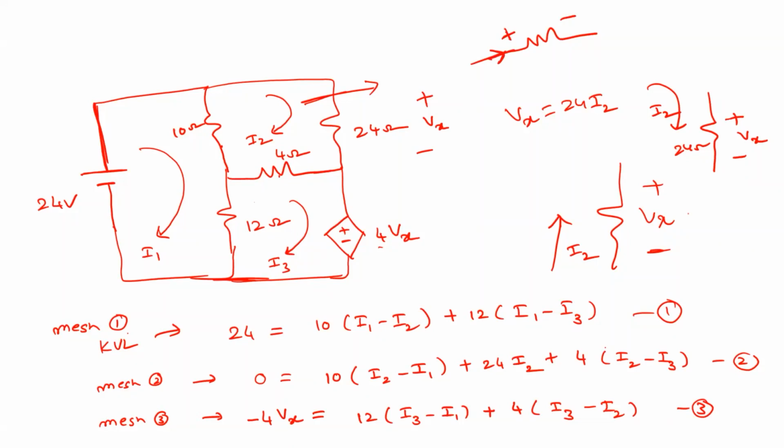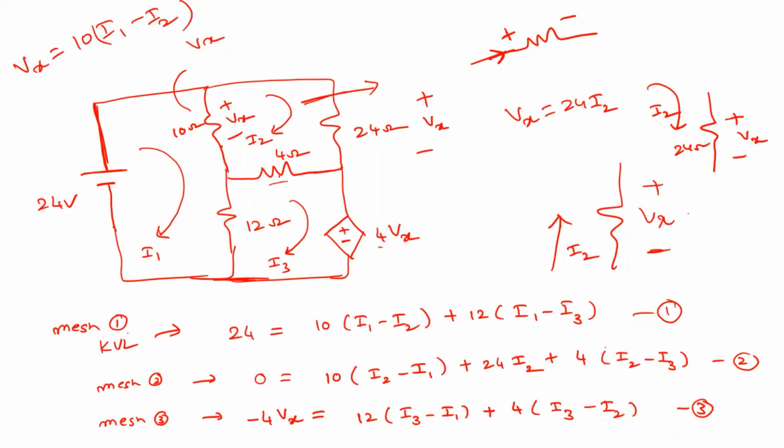Similarly, for example, this is given as Vx, the voltage across this 10 ohm, plus minus, this is Vx. So what is Vx now? What is the current flowing through it? 10 into I1 minus I2. 10 into I1 minus I2. Clear?